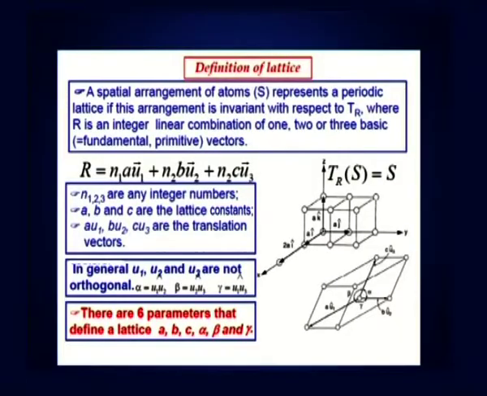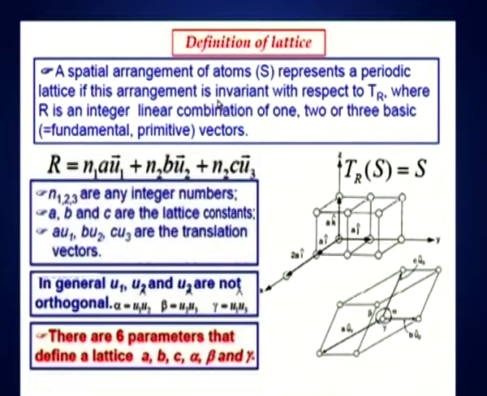Okay. Let us go to 3-dimensional solid structures. Now, so far I was showing you a 2-dimensional lattice. A 3-dimensional lattice is nothing but a spatial arrangement of atoms representing a periodic lattice. Now, this arrangement is invariant with respect to translation T_R, where R is an integer linear combination of 1, 2 or 3 primitive vectors. The primitive vectors are u1, u2, u3. As I told you just now, n1, n2, n3 are the 3 integers, a, b, c are the lattice constants, and a u1, b u2, c u3 are the translations.